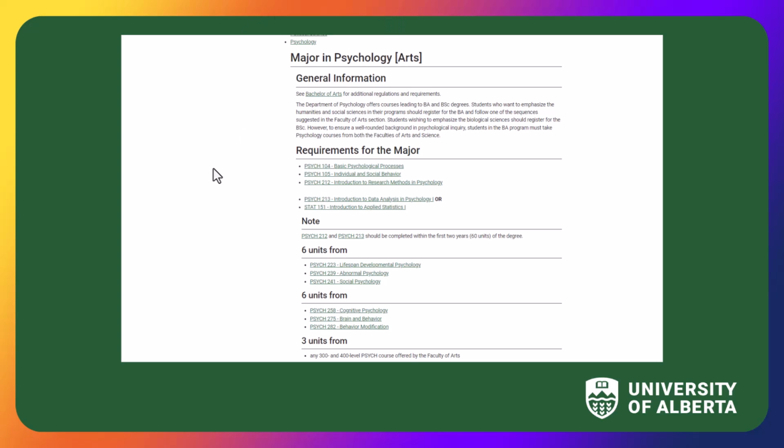Another thing to note here is that if we look down, we can see that we have this option of 6 units from, and it gives you a list of 3 different classes. So if we refer back to what units means, so 6 units is the same thing as credits. So you need 6 credits from these 3 courses. So that means you need to take 2 of the 3 courses to satisfy the major requirements.